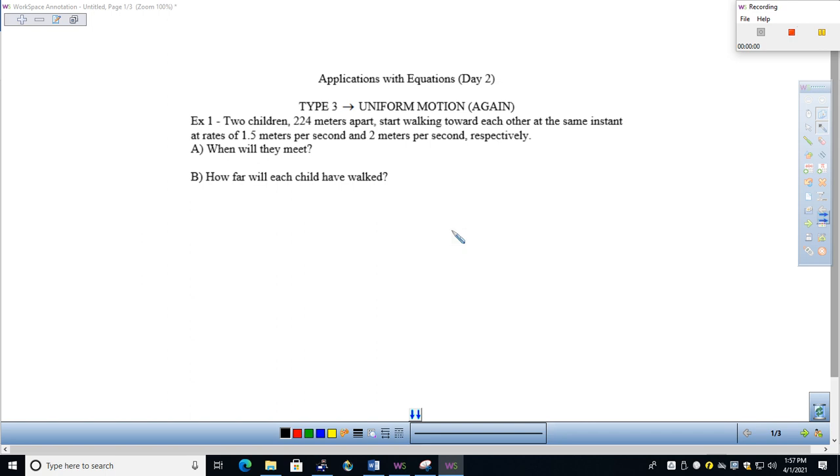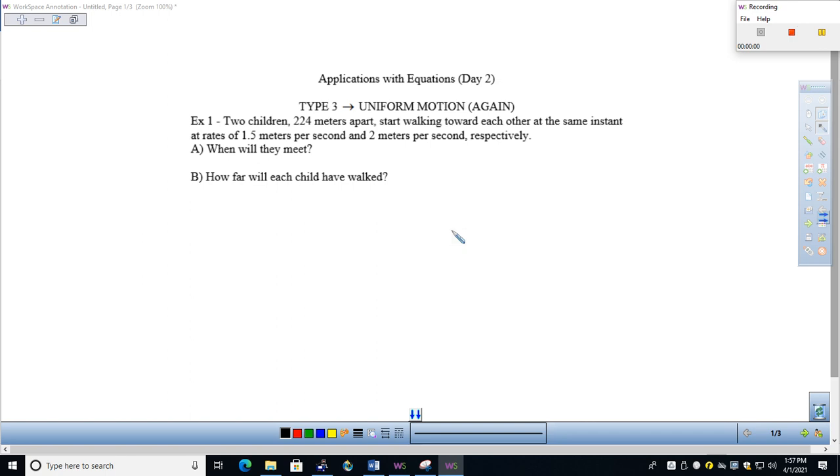We'll certainly follow the same format as the previous lesson, in that we're going to try to organize our information in a table and create an equation from that information in the table. So why don't we go ahead and get started here.